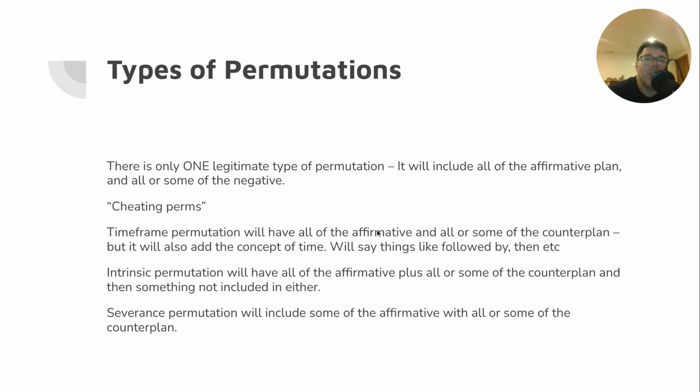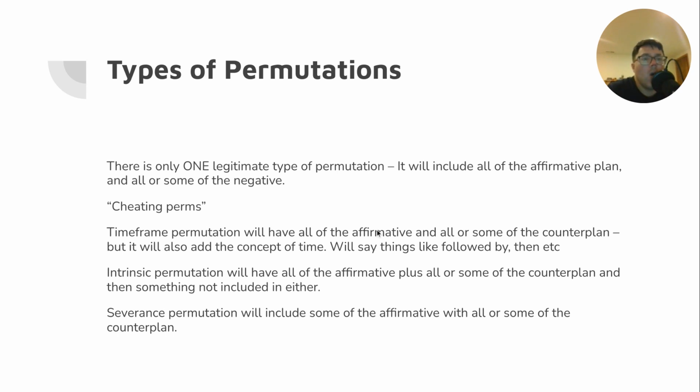There are several different types of permutations. I'm going to give you one legitimate, and then there are three sort of ways that permutations can cheat, quote unquote. The first is the only true legitimate form of permutation, and it will include all of the affirmative plan and all or some of the negative counterplan.